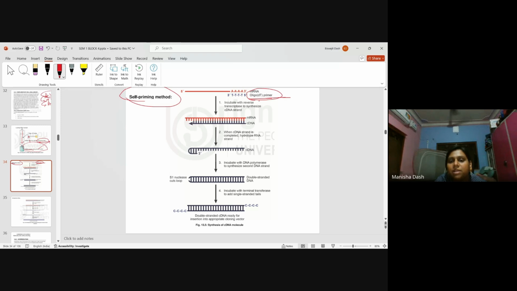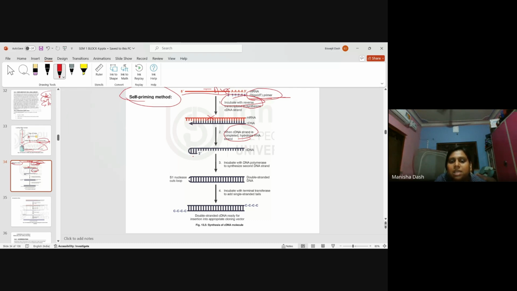Now you can incubate it with an enzyme called reverse transcriptase. The reverse transcriptase can add deoxynucleotides against the mRNA and form a copy of the DNA. Let's say there is some other sequence like C, G, A, T. Whatever the sequence might be, the reverse transcriptase can keep on adding nucleotides as per that, and the strand will extend in the 5' to 3' direction. When the cDNA strand is completed, the RNA strand is hydrolyzed. Hydrolyzed means you have to separate them, so you have removed the mRNA. Now what you are left with is cDNA.